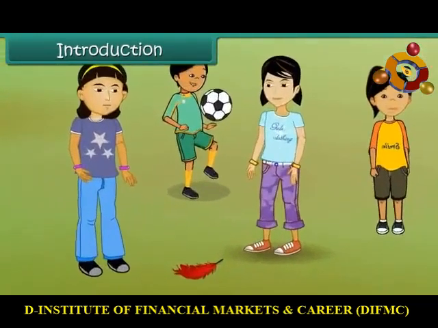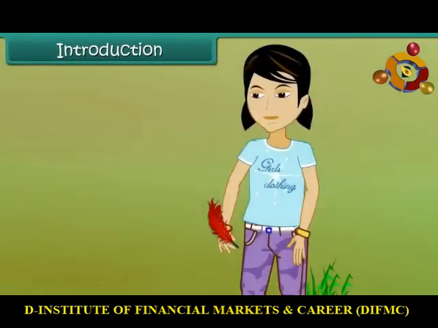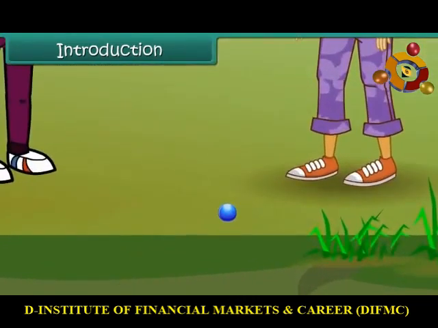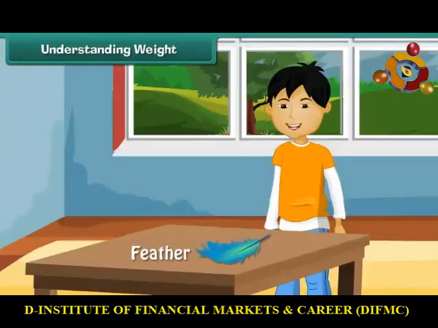Smitha comes across a bright red feather while playing with her friends. She picks it up and puts it in her pocket. A little while later, she sees a beautiful blue marble lying on the ground. She picks that up as well and puts it in her pocket. She notices that the marble is heavier than the feather. In this lesson, you will learn about weights.